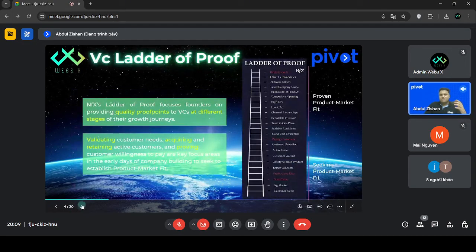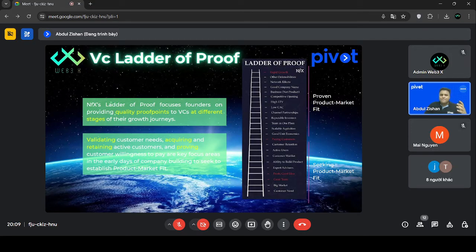The first thing we'll talk about is the framework we will be utilizing. This is the VC ladder of proof for Web3. Achieving product market fit is a critical milestone for any blockchain startup. This ladder of proof gives you a framework around which you can gauge your startup and identify where you actually belong. Achieving product market fit is the ultimate goal for all startups, and it is a very critical milestone for any Web3 startup. This ladder of proof provides a framework for founders to present quality proof points to the VCs at different stages of their growth journey.